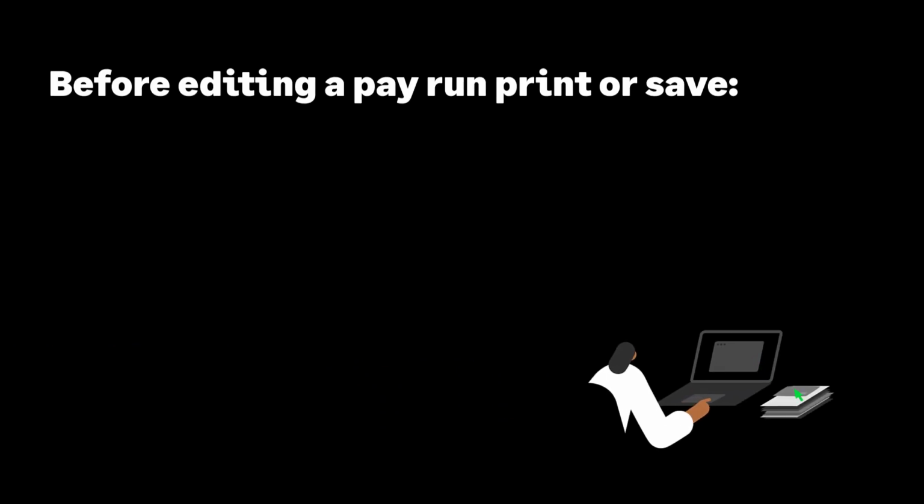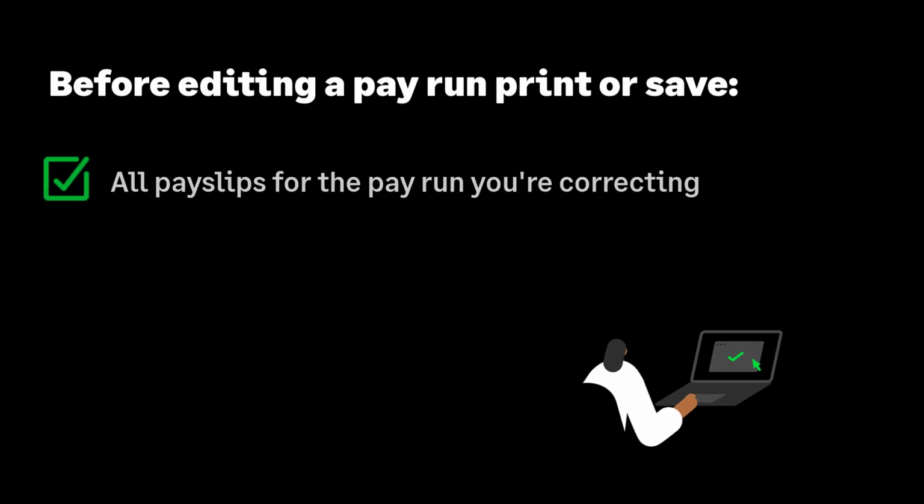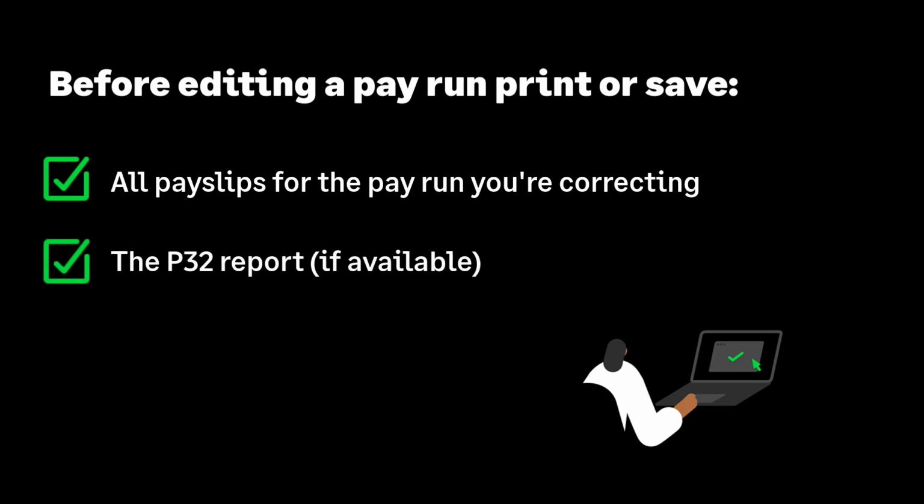Before editing a pay run, we recommend you print or save reports. You should save all pay slips for the pay run you're correcting. If a P32 is available for the period you're amending, we recommend you print or save this too. We also recommend you save or print the detailed report. More reports can be found in the reporting menu.